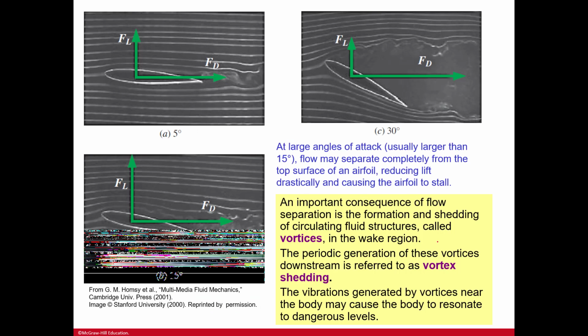So here, this is at large angles of attack, usually larger than 15 degrees. Flow may separate completely from the top surface of an airfoil, reducing lift drastically and causing the airfoil to stall. An important consequence of flow separation is the formation and shedding of circulating fluid structures called vortices. We've seen those in the wake region. Periodic generation of these vortices downstream is called vortex shedding. And then the vibrations generated by vortices near the body may cause the body to resonate to dangerous levels.